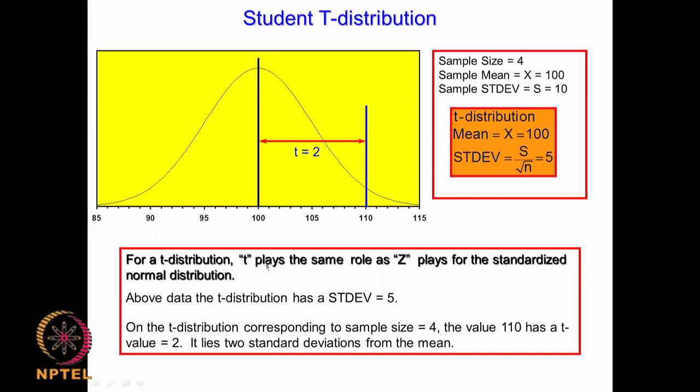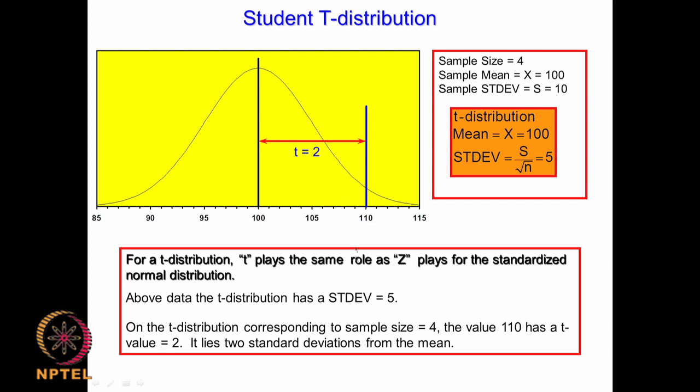And as I said, the T here plays the same role as Z in the standardized normal distribution. If you take a data point as 100, and this is 110, what will be the T value here? If you take the sample standard deviation as 10, T value will be equal to 2 actually. That means it lies 2 standard deviations from the mean.